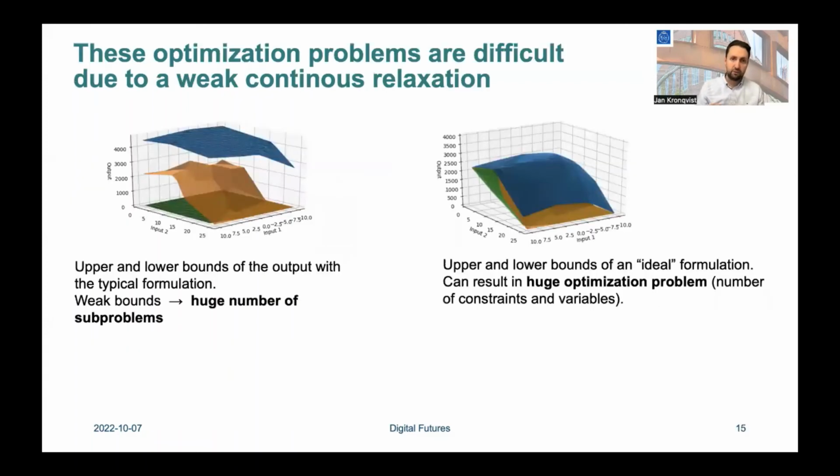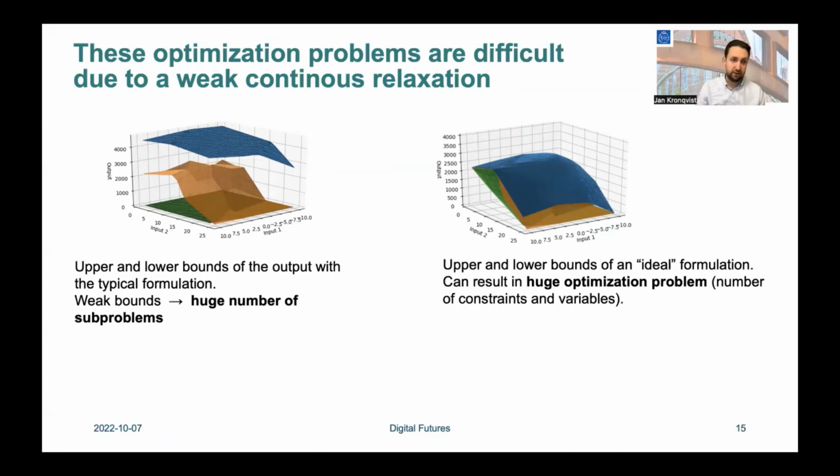As I mentioned, these optimization problems can be quite difficult to solve, and this is mainly due to a weak continuous relaxation. The way we solve these optimization problems is that we first relax the problem. We allow the binary variables to take on fractional values between 0 and 1, and we split this up into a sequence of optimization problems where we eventually force the variables to be either 0 or 1. But when we first relax the variables, we lose the exact representation. Then we don't know exactly what the output is for a given input. We just get an upper and a lower bound of the value of the output.